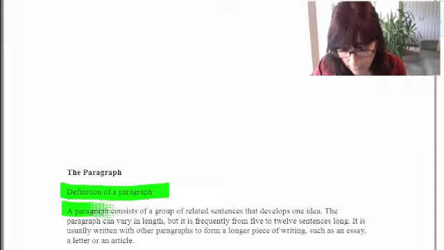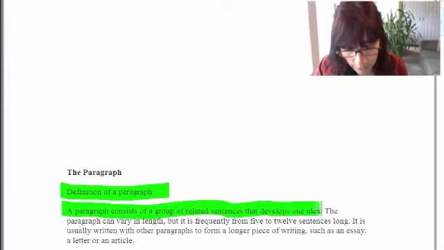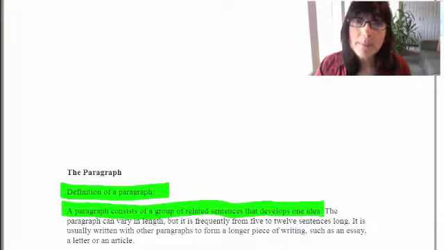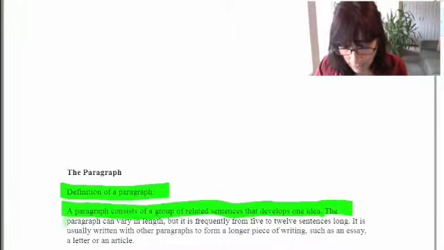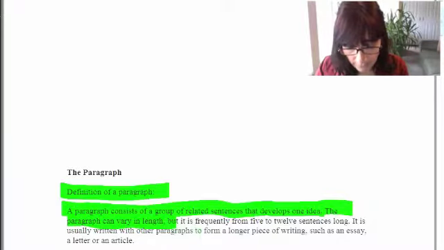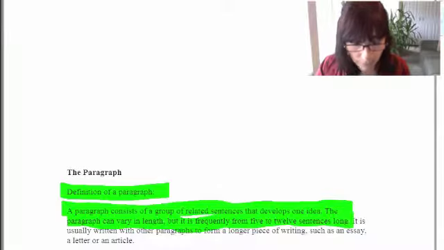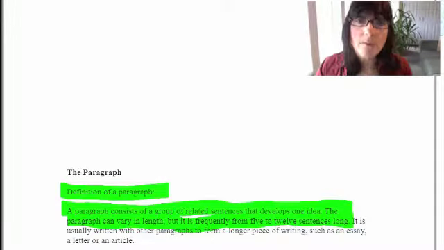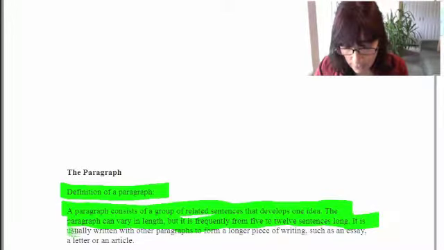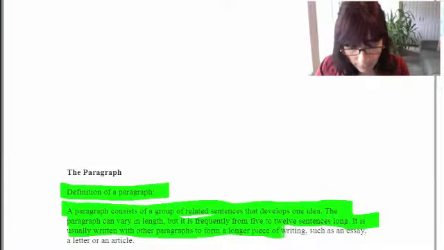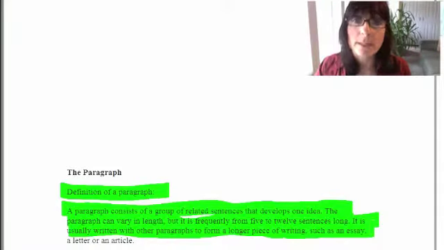A paragraph consists of a group of related sentences, but it must develop one idea within the paragraph. The paragraph can vary in length, but it's very often approximately from 5 to 12 sentences long. It's usually written with other paragraphs to form a longer piece of writing, such as an essay, a letter, or an article.